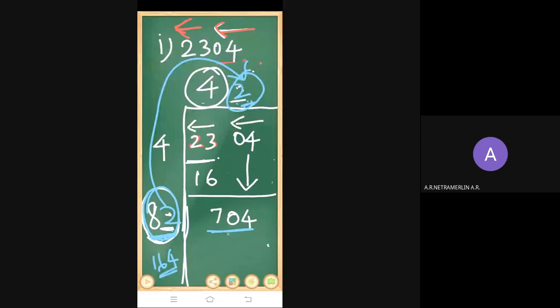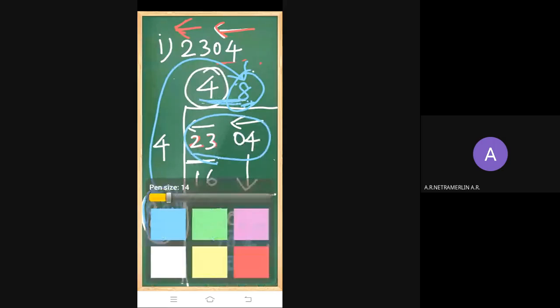So let us try with 8, because 8 eights are 64. If I write 8 here, the number becomes 88, and this 88 should be multiplied by 8. 88 into 8 is 704. So when you subtract, you get 0. Now the square root of 2304 is nothing but 48.